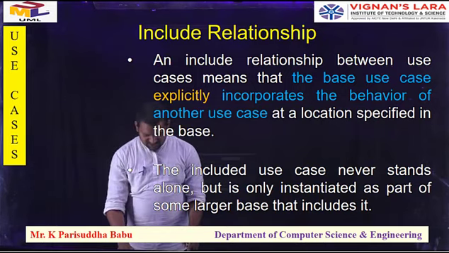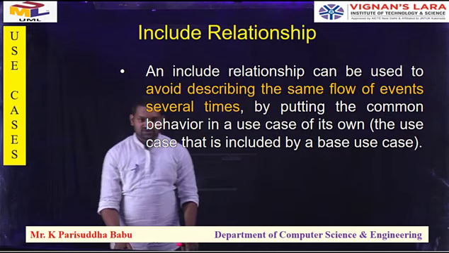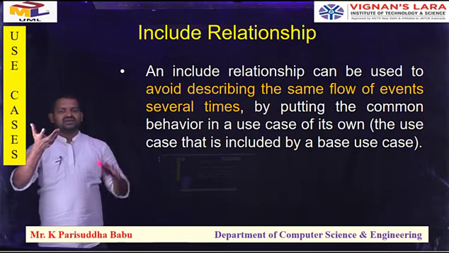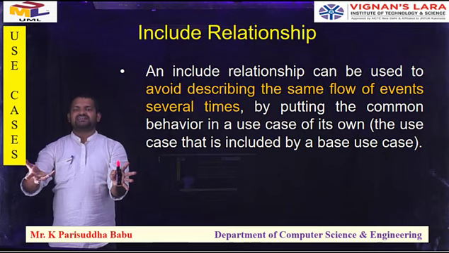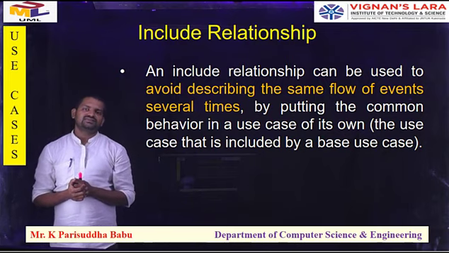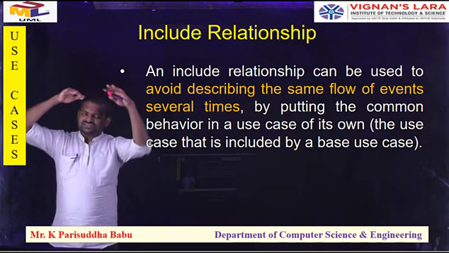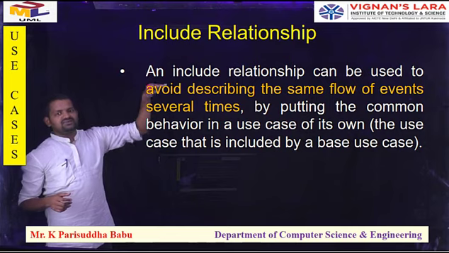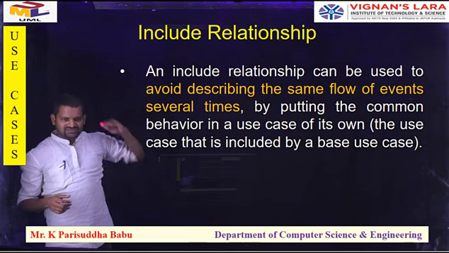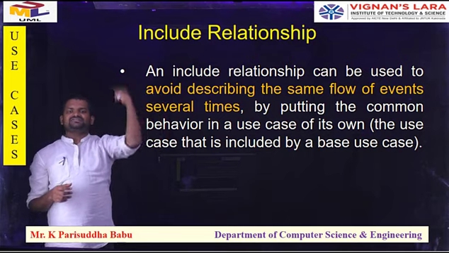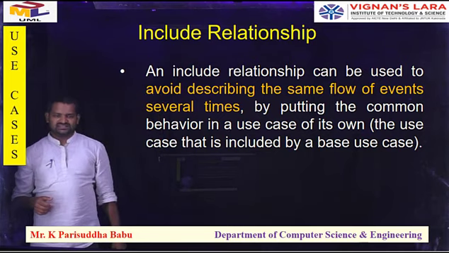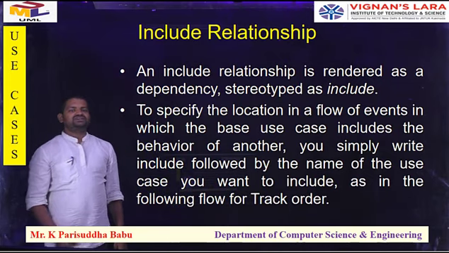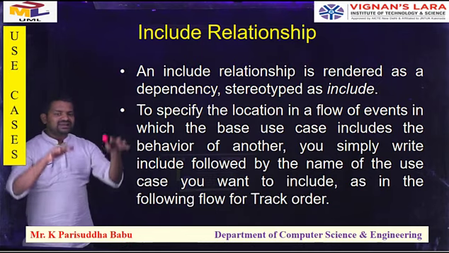See this example. Before going to the example, where do we use an include relationship? It avoids describing the same flow of events several times. The same flow of events would otherwise appear several times, so include automatically reduces repetition. That's why we use the include relationship. Very, very important. In an include relationship, it is rendered as a dependency stereotyped.